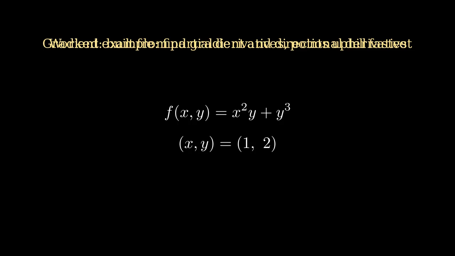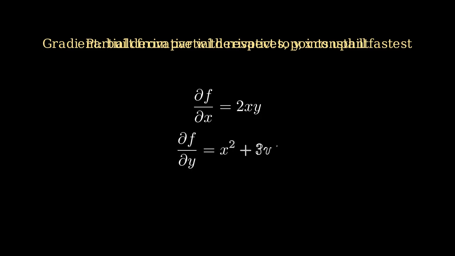Let f of x, y equal x squared times y plus y cubed. We want the gradient and the directional derivative at the point where x equals 1 and y equals 2. First we find the partial derivative of f with respect to x. Treating y as a constant, ∂f/∂x equals 2xy. Next we find the partial derivative of f with respect to y. Treating x as a constant, ∂f/∂y equals x squared plus 3y squared.